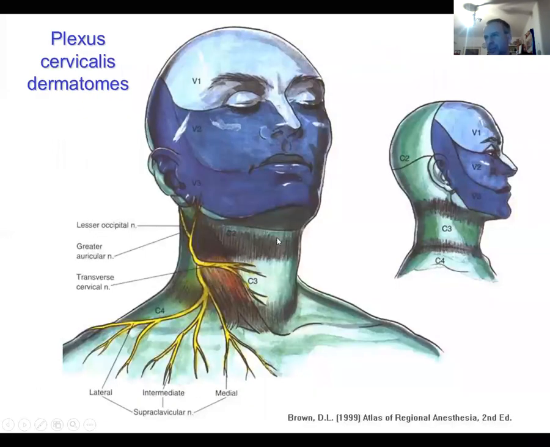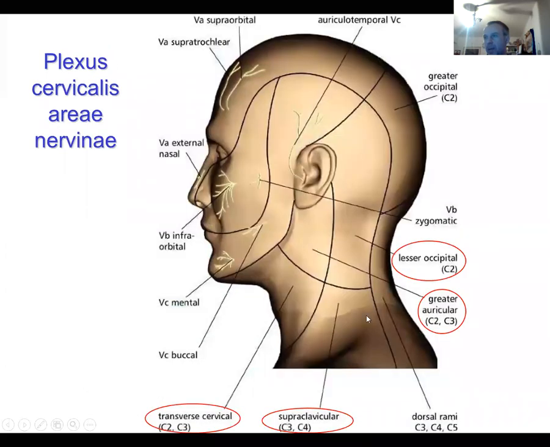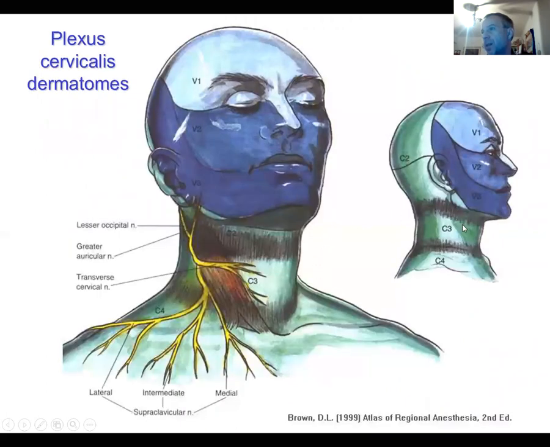So here we can see how they branch and that they supply the area from segment C2, C3, and C4. Here you can see the dermatomes supplied by these nerves. And especially this is a figure which you should know how to draw and understand which areas are supplied by which nerve from the cervical plexus and which areas are supplied by which segment of the spinal cord. So C2, C3, and C4.